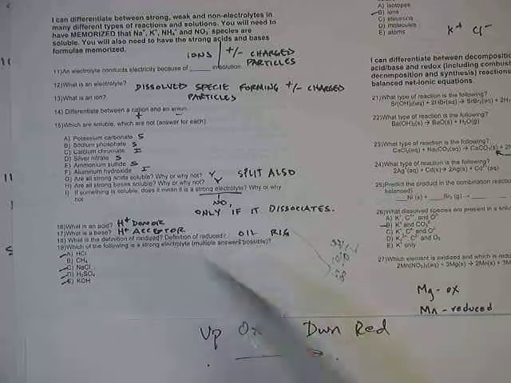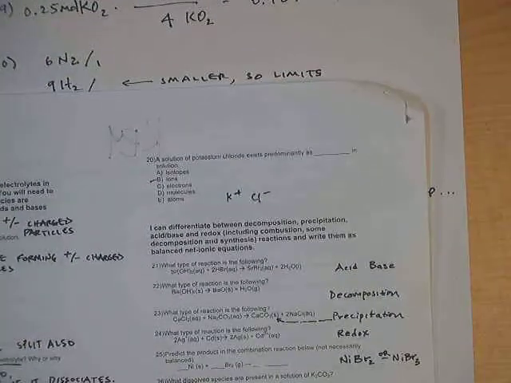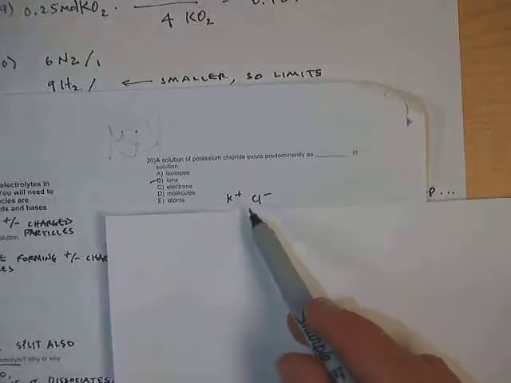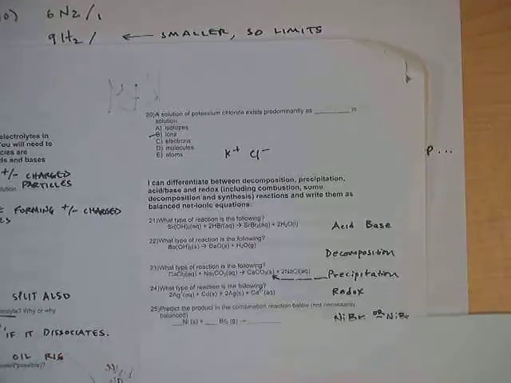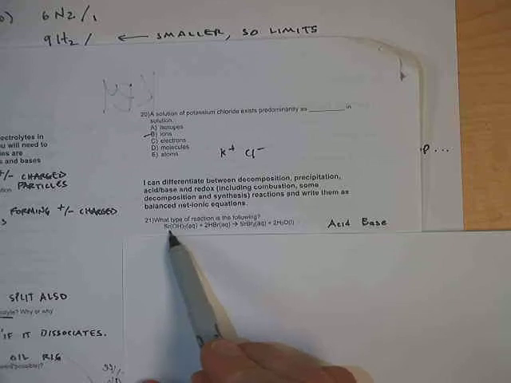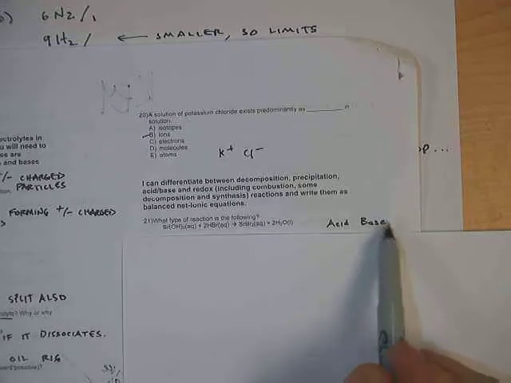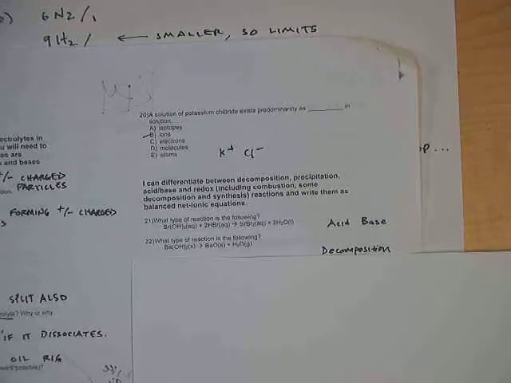Which of the following are strong electrolytes? Well, HCl is, because it's one of the strong acids. NaCl, strong electrolyte, because it's a soluble ionic salt. H2SO4, strong electrolyte, because it's a strong acid. KOH, strong base. Solution of potassium chloride exists primarily as K plus and Cl minuses. Once again, it's a soluble ionic salt, so it completely dissociates.